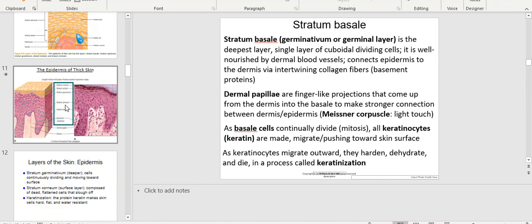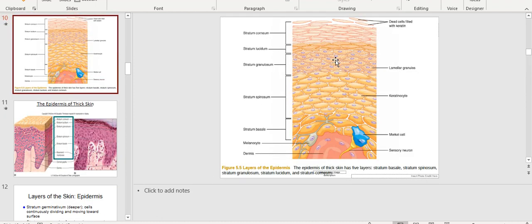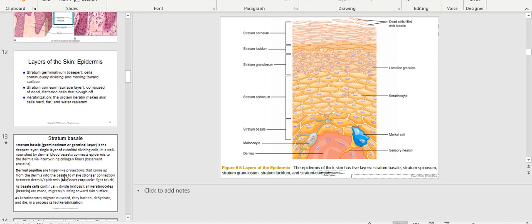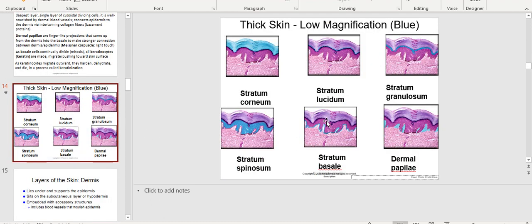So you'll see here, let's go back. The whole process of keratinization is happening right here. By the time these guys get here, basically they're dried, pressed, and clean, so they turn into dried slabs of keratin. Thick skin, low magnification here, and it shows you all the different layers if you haven't seen them already. And this one here is your dermal papillae, those finger-like projections that come up. But you guys can have a look at all of these right here.